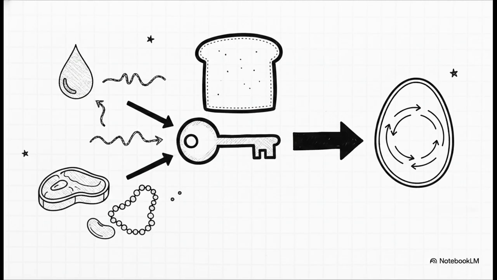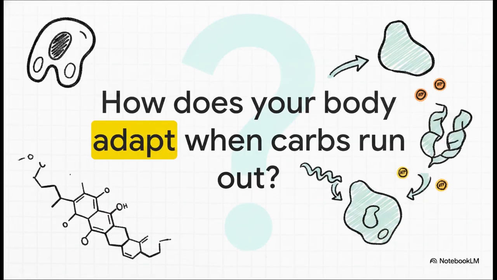The system adapts flawlessly. So, as we conclude today's explainer, I want to leave you with a final thought. Just think about the sheer resilience of human cellular respiration. How does your own body adapt when those carbohydrates completely run out during a fast? Well, the incredible machinery inside your cells simply shifts gears, converting stored fats and proteins to keep that vital energy currency flowing. It is truly marvelous.